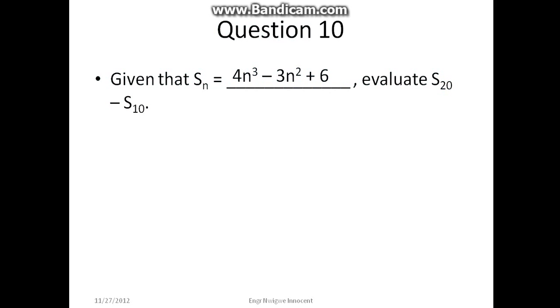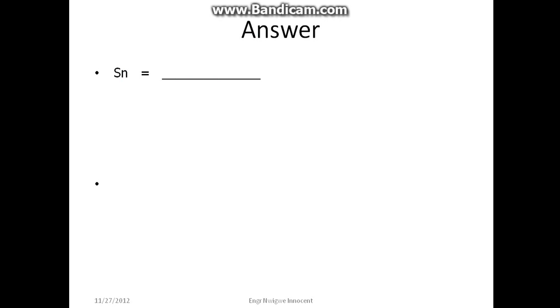Question 10. Given that Sn is equal to 4n cubed minus 3n squared plus 6 all over n, evaluate S20 minus S10. Answer. From the formula, we have that Sn is equal to 4n cubed minus 3n squared plus 6 all over n. We are asked to evaluate S20 minus S10. Therefore, for the first S, whenever we see n, we replace it with 20, minus, whenever we see n, we replace it with 10 in the formula.